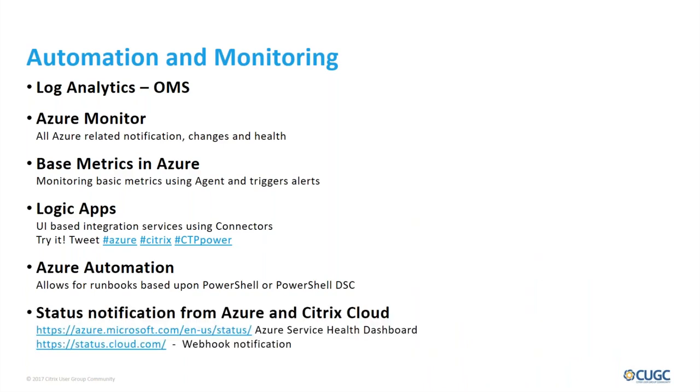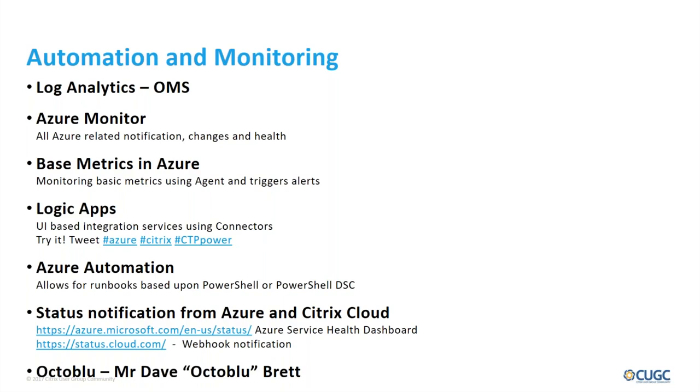And of course, you have different status notifications from Azure. It basically lists out the different services and availability in a specific region. And Citrix also has the status notification page where you can actually set up webhook notifications, so we can send you a message on Slack or email when something's not working.